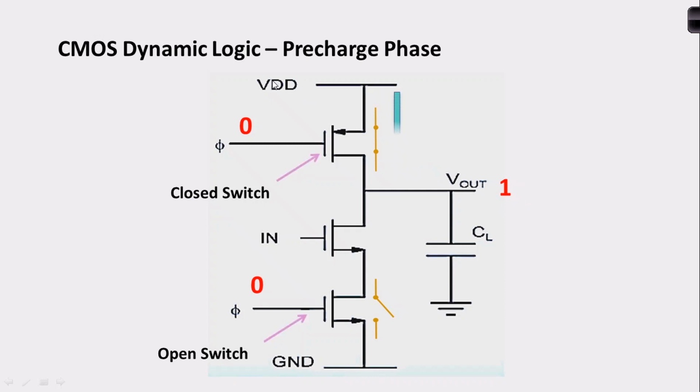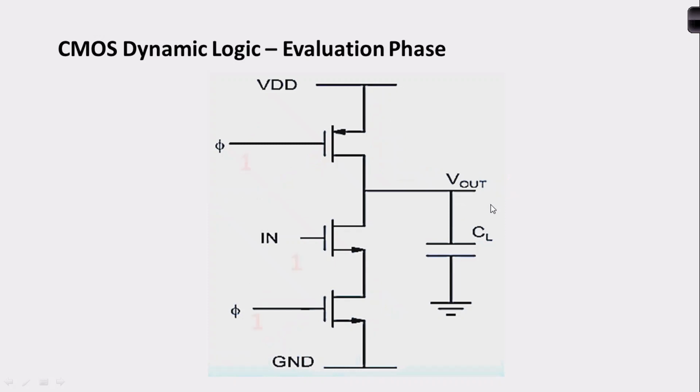Now next comes the evaluation phase. In the pre-charge phase, every time my load capacitor is pre-charged to VDD. Then in the evaluation phase, my inputs are going to be 1 1 1 across all of these. If we consider this example, this is my pull up region and this is the pull down region, and I have connected an NMOS. This is the circuit for my inverter.